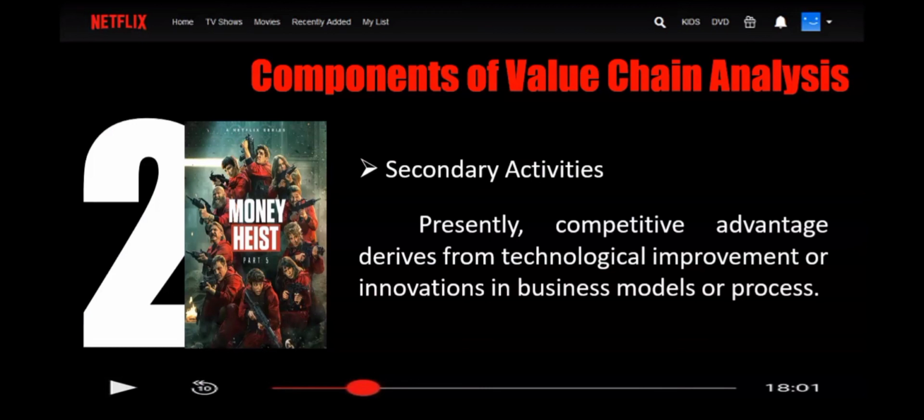Primary activities are usually the source of cost advantage. On the other hand, secondary activities are almost exclusively internal steps. They help primary activities become more efficient, effectively creating a competitive advantage.